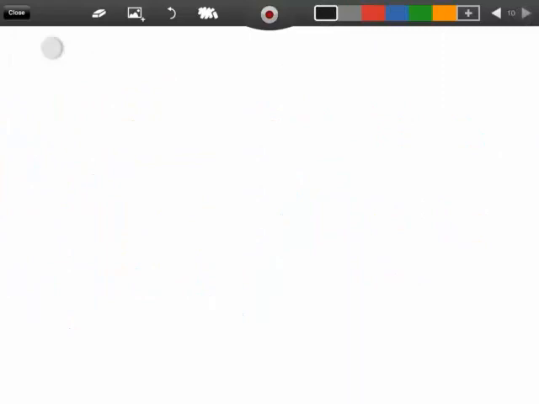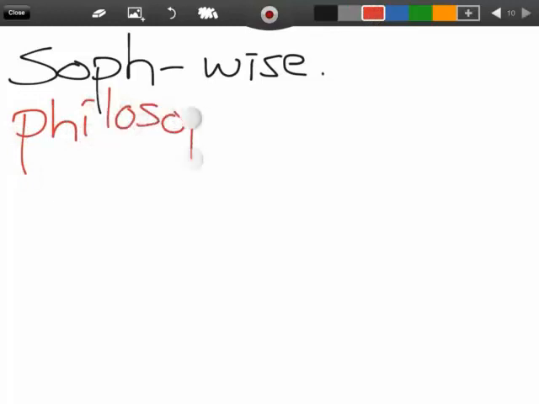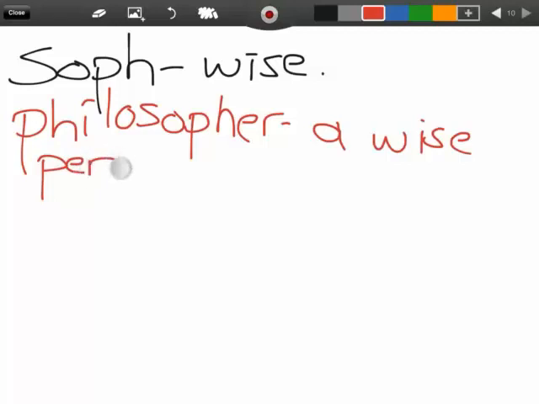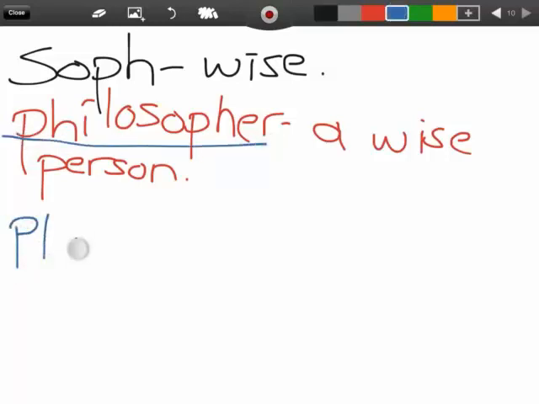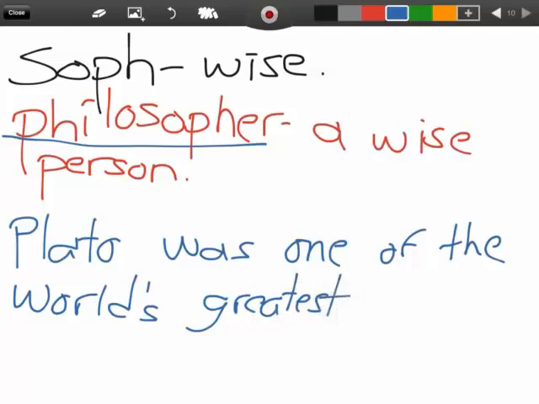Moving on to my final root is soph, and soph means wise. I'm going to go ahead and give you an example, and that is philosopher. And philosopher means a wise person. And I'm going to go ahead and use philosopher in a sentence. I'm going to say Plato was one. I'm going to go ahead and read that to you. Plato was one of the world's greatest philosophers.